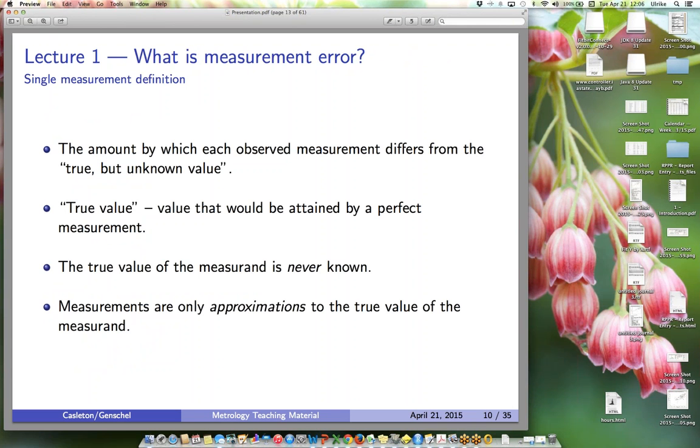We then go on to define measurement error for just a single measurement, and we define that by the amount by which each observed measurement differs from the true but unknown value. We purposely do not show this as a subtraction formula, because the true value is one that would be acquired by a perfect measurement or a device with infinite precision, which we can never get. It's never known, so we don't show it as a formula, since there is a term in there that can never be known. So we think of measurements as only approximations to the true value of the measurand.